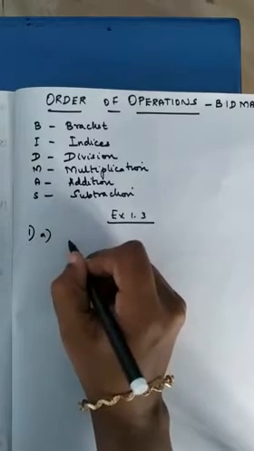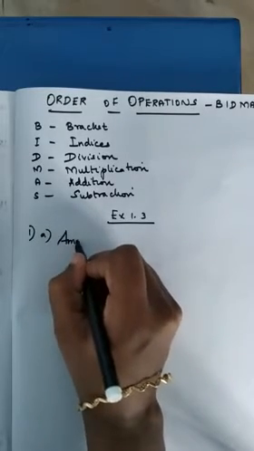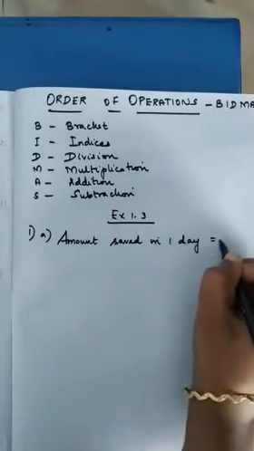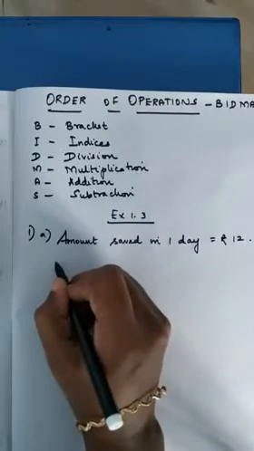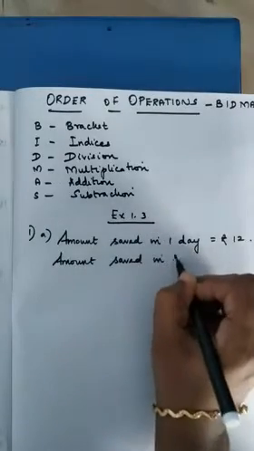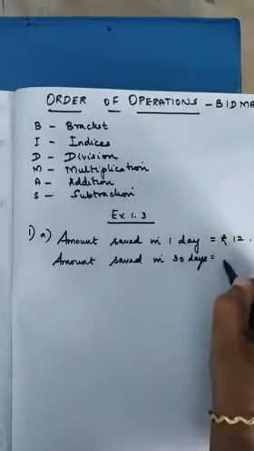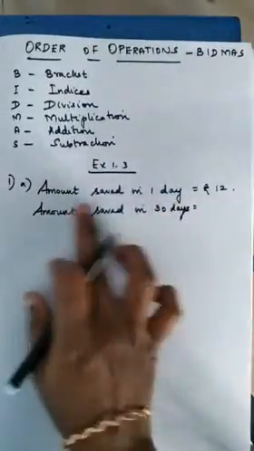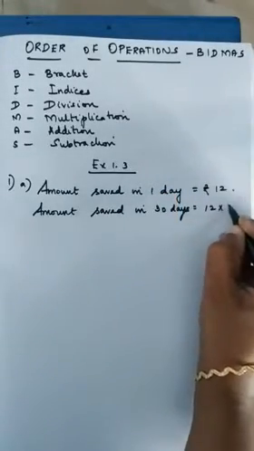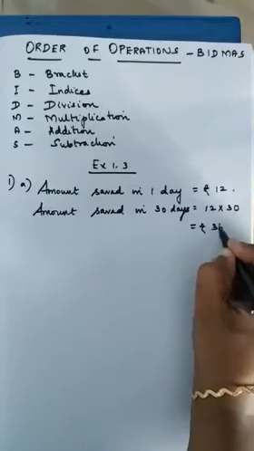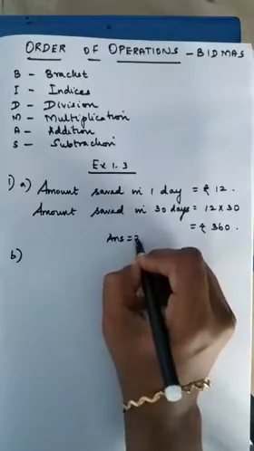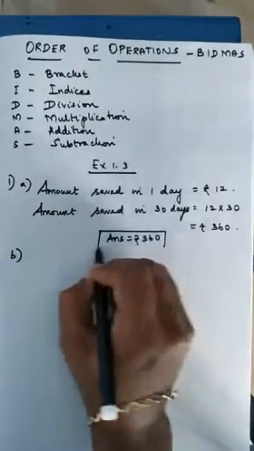So, amount saved in 1 day is equal to rupees 12. Now what will be the amount saved in 30 days? They have given for 1 day and they are asking for many days. In that case it will be 12 into 30. That is rupees 360. This will be your answer. You should write it as rupees 360, and put a box.